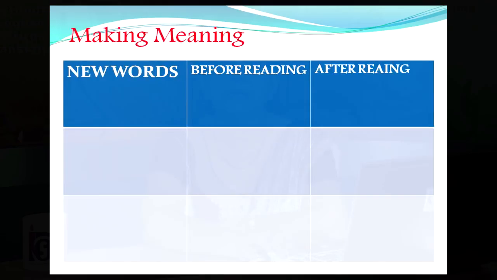Now, another very easy and interesting way is when you learn new words in your diary, you write down 3 columns: new words, before reading what you thought about them, and after reading what you thought about them. So, this is how you will be clear about the meaning or the forms of the words, and certainly it will encourage you to be more correct, more appropriate while using those words.